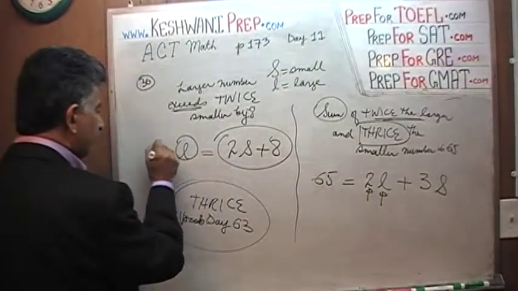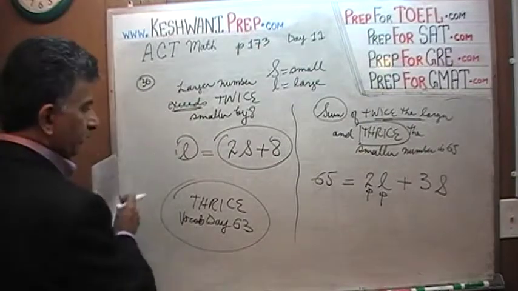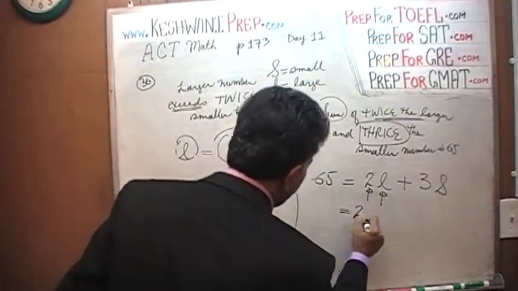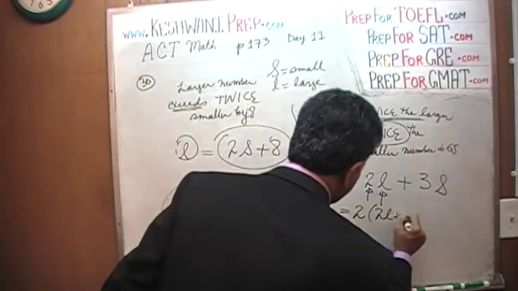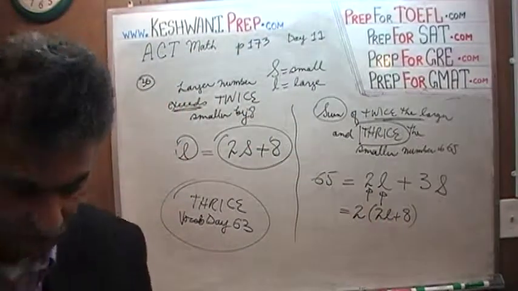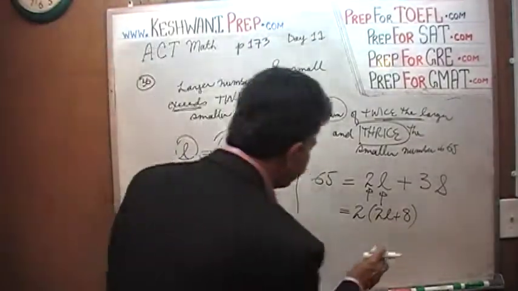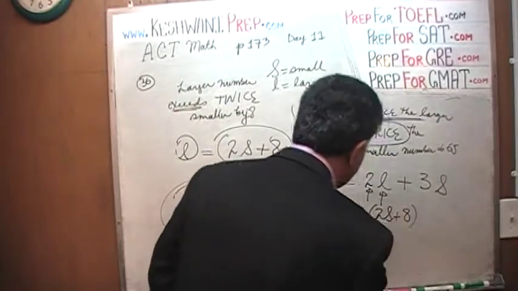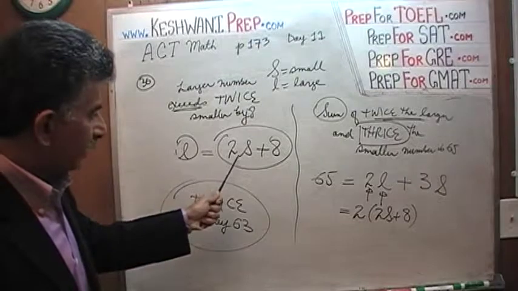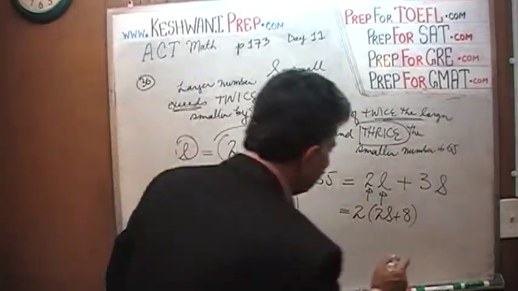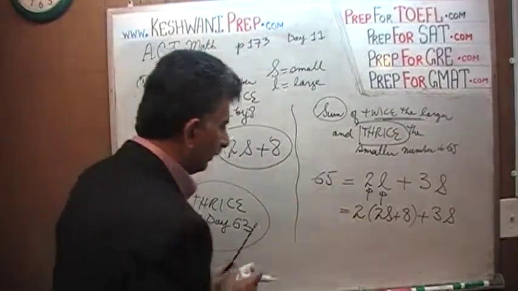So 2 times this quantity is what we're looking for here. So it's just 2 times L, which is 2 times 2s plus 8. In other words, we're simply substituting the value of L from here, 2s plus 8, in there, plus 3s. And we just have to solve for it, that's all it is.